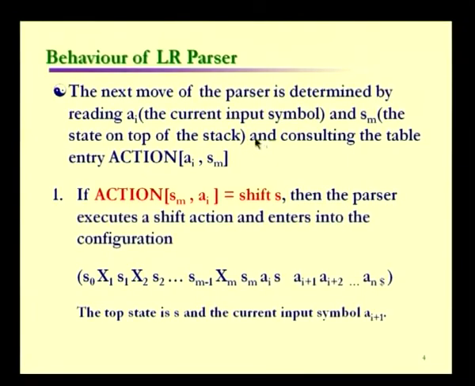So, we start with the initial configuration where the stack has only the start state of the automaton or parsing table, and the buffer has the entire string which is to be processed. From that starting configuration we continuously change the configuration to reach the final configuration. As a result, we will have a parse as output. Let us see how the actions are handled to go from the current configuration to a different configuration.